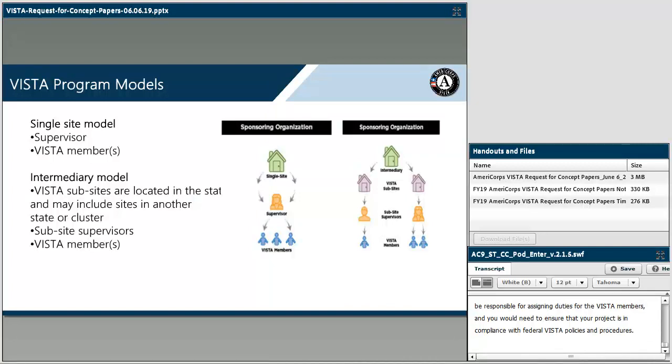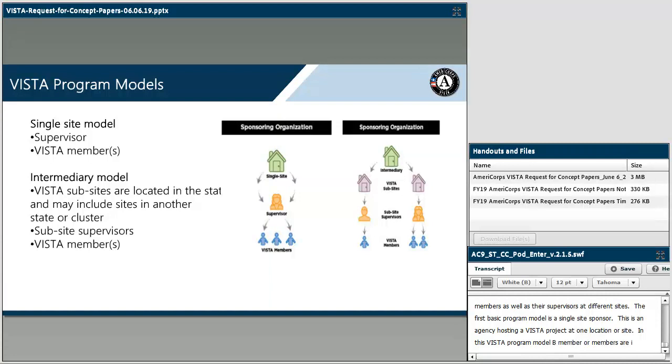So depending on how your project is structured, it might be the case that you are the main point of contact for VISTA members as well as their supervisors at different sites. The first and most basic program model is a single site sponsor. This refers to an agency hosting a VISTA project at one location or at one site. In this VISTA program model, the VISTA supervisor and the member or members, if there are multiple VISTA serving, are in the same location.